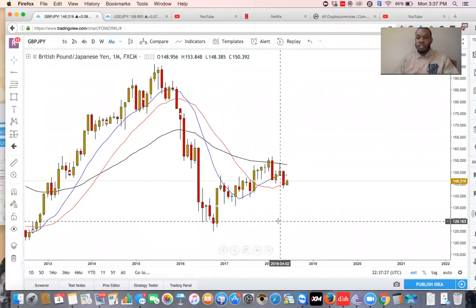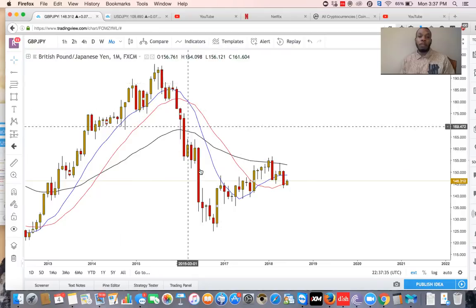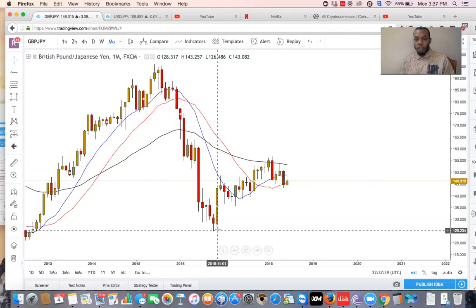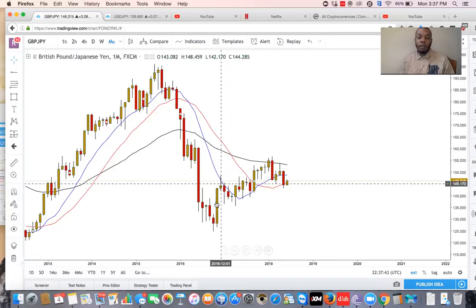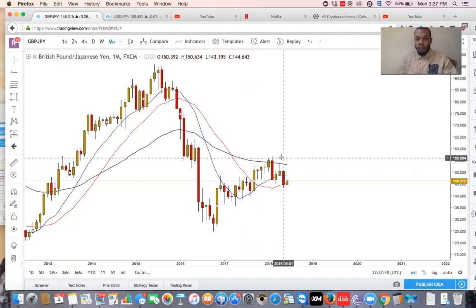All right, real quick, I just wanted to go over GBP/JPY. Right now we're on the monthly chart, so let's dive into it. As you can see, we had a strong impulse move on the monthly, leading back down towards 125, started 2017, and then price has been making somewhat of a correction wave back up towards 156.